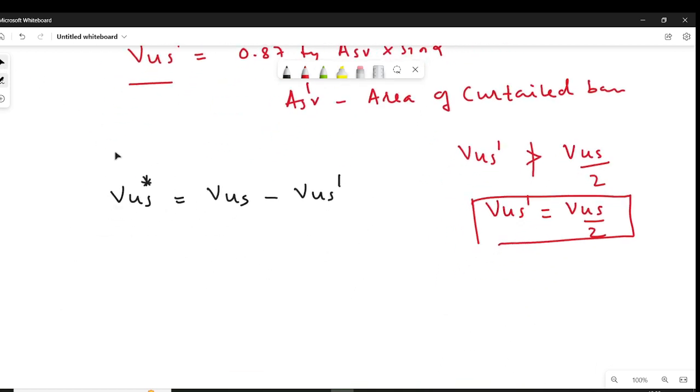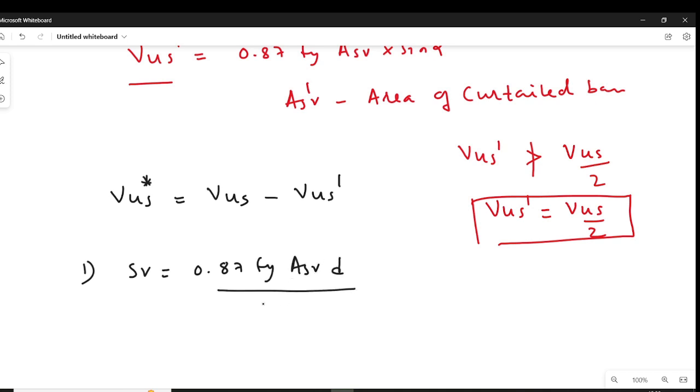Okay, so now this is the net shear force for which we have to design the vertical stirrups. Okay, so here spacing will be SV equal to 0.87 Fy ASV D divided by, instead of VUS here it will be VUS star. Okay, second, third, fourth will be same. So what we have to do, we have to take the lesser value out of 4.